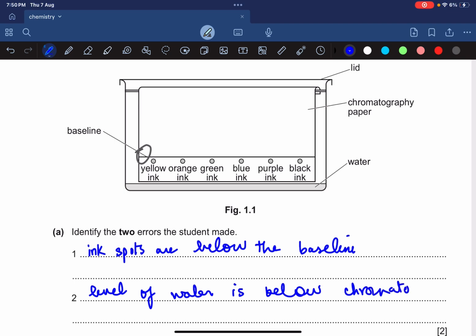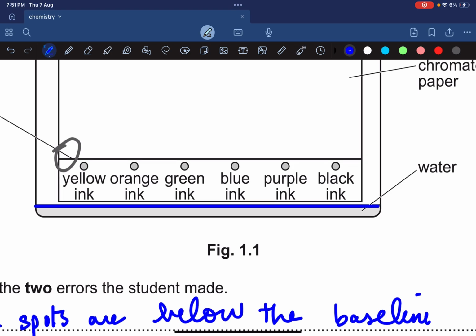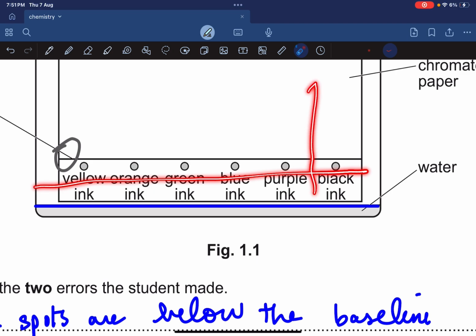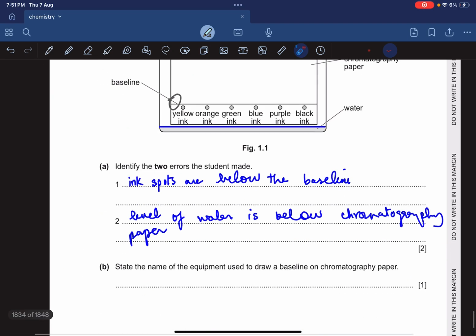So that's the second error, because now what will happen is that the paper won't be able to soak up water. Because of the distance you can see from here, obviously water cannot travel through air and then soak up into the paper. That's not correct. If it was here, then the water would easily move up the paper. So these are the two errors.